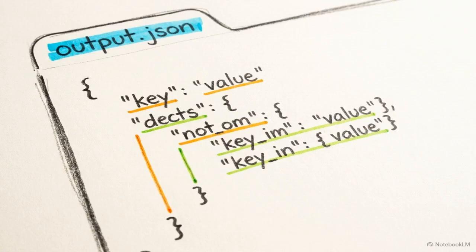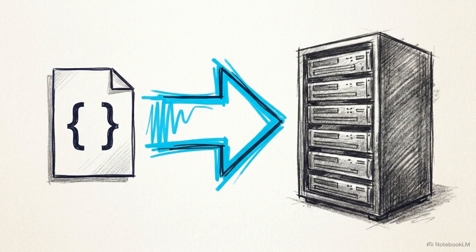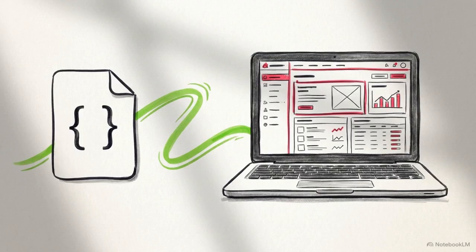Run the script one more time. Open the newly generated JSON file in your editor to verify that the structure is properly aligned. Standardizing your data into JSON format prepares it for immediate use by web APIs, databases, and front-end frameworks.